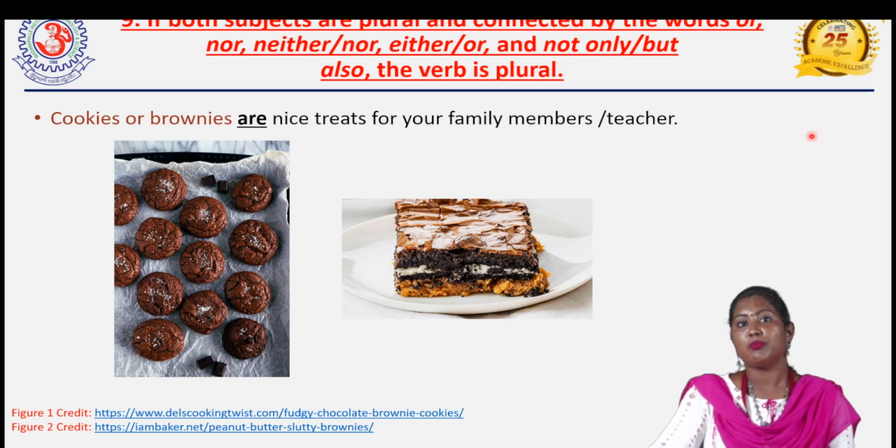If both the subjects are plural and connected by the words or, nor, neither nor, either or, or not only but also, the verb is plural. So far we have seen the singular form, but now we come to the plural form. In both cases, it is considered plural. For example, cookies and brownies are nice treats for your family members or a teacher. So it is not like cookie or brownie. It is like cookies and brownies are. Note this concept: cookies and brownies are.